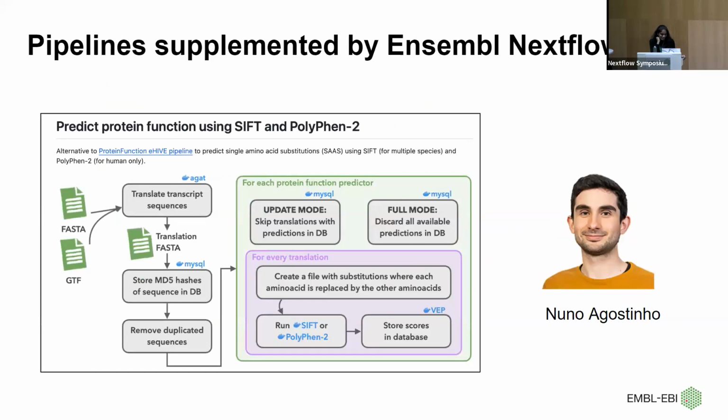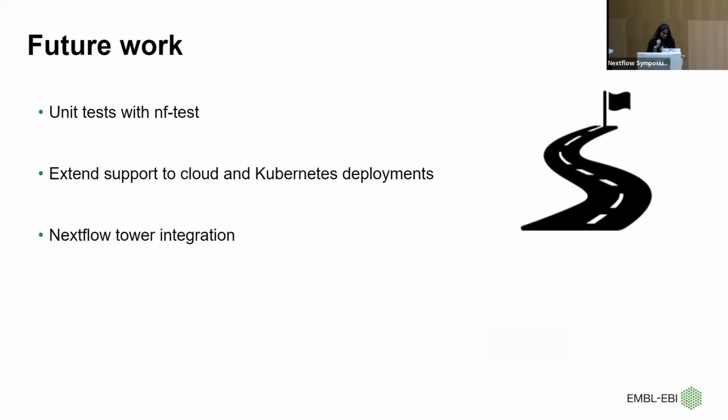You must have enjoyed the talk by my colleague Nuno, which was about protein function prediction. After running the data through protein function prediction, it can be run with Ensembl Nextflow VEP to annotate the variants. So that's one way of using this pipeline in downstream pipelines.